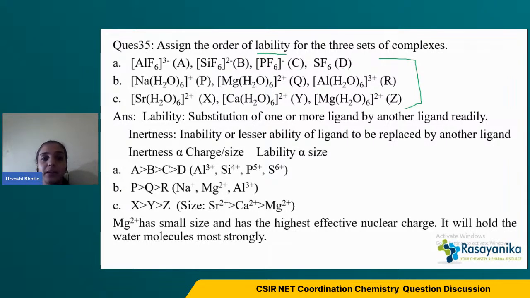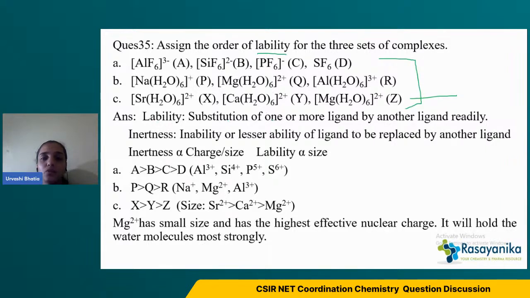And in the set B, this is sodium complex with water, magnesium, and aluminium. In set C, strontium, calcium, magnesium. These belong to the same group. I'm talking about the set C. So beryllium, magnesium, calcium, strontium, barium, right? These belong to the same group, right? So, okay, this is the answer.